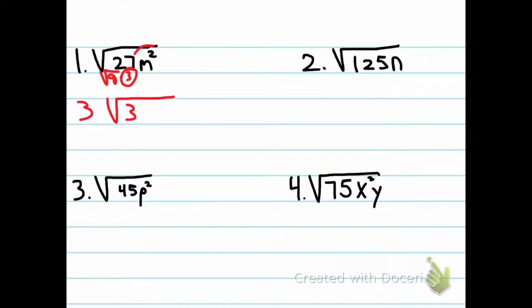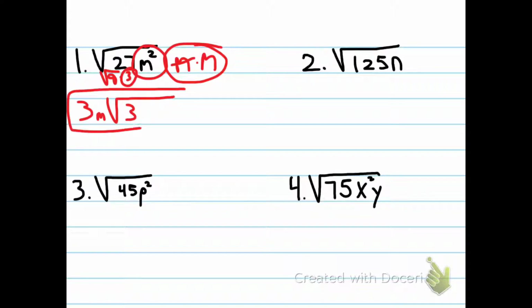And now for the variable, what you have to do is you have to find a pair. So what I would do is write out how many variables you have. So 1, 2. So this is a pair, so that means that you put this on the outside of the square root. So it becomes 3m. And there's nothing else that's left on the inside. It will make more sense after we do more examples.